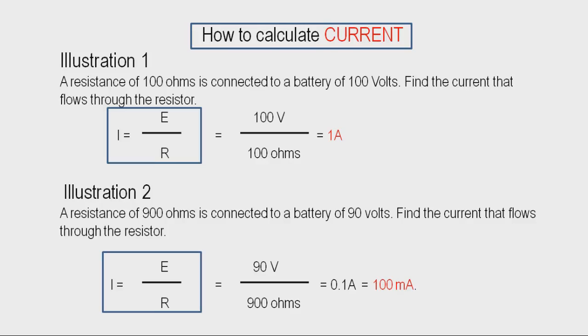The second illustration states a resistance of 900 ohms is connected to a battery of 90 volts. Find the current that flows through the resistor. Ohm's Law is I is equal to E by R. Substituting the values, 90 volts by 900 ohms, that gives us 0.1 ampere, that is 100 milliamps.